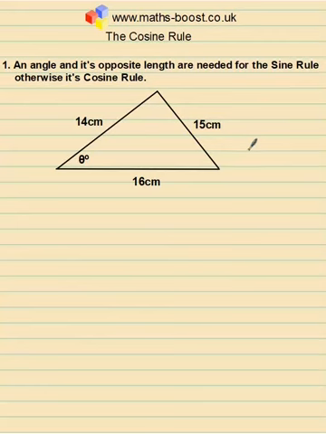Here's another triangle. This time we're asked to find an unknown angle. It's not a right angle triangle, so it can't be SOHCAHTOA or Pythagoras, so I'm thinking of the sine rule or the cosine rule. But I need to know a side and its opposite angle to use the sine rule. But that doesn't exist here, so I'm left with the cosine rule.